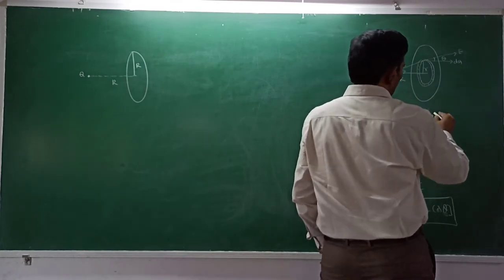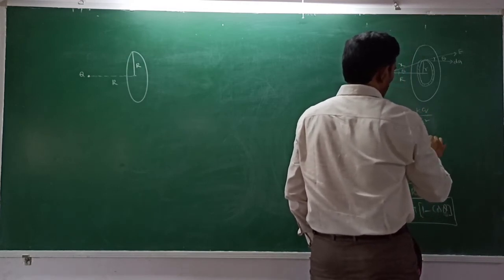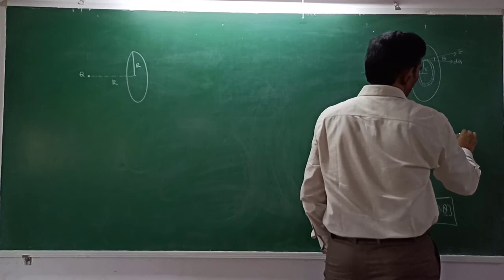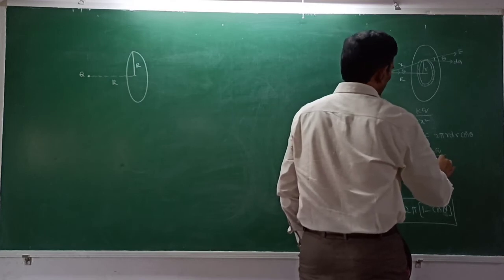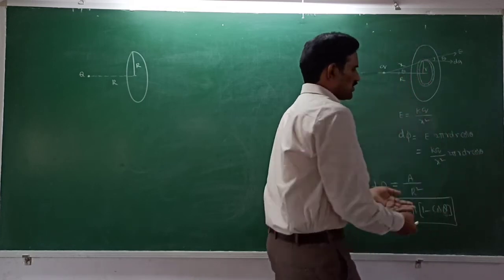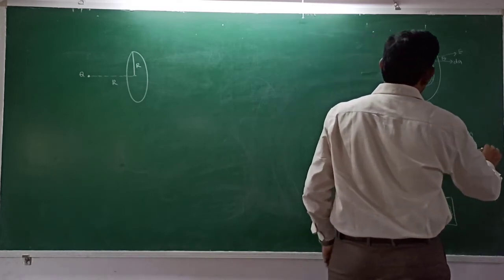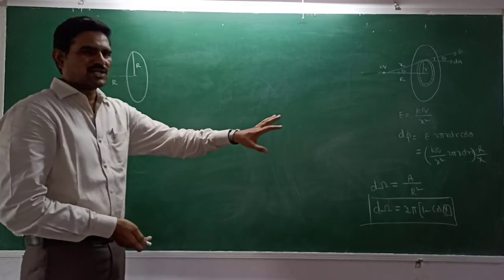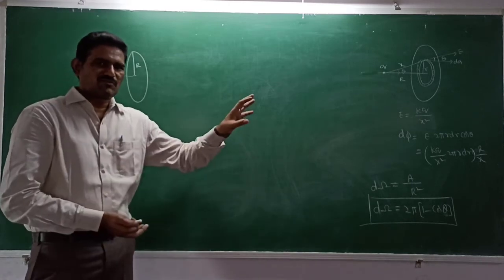So when it is kQ by x square, the flux we can write as d phi is equal to E into the area of that element, which is 2 pi r dr into cos theta. Then by substituting, kQ by x square into 2 pi r dr into cos theta. Cos theta we also need to write as capital R by x. And finally, by converting x in terms of r and R, we need to integrate. That is the general procedure, without using any formula. It's a very lengthy calculation.